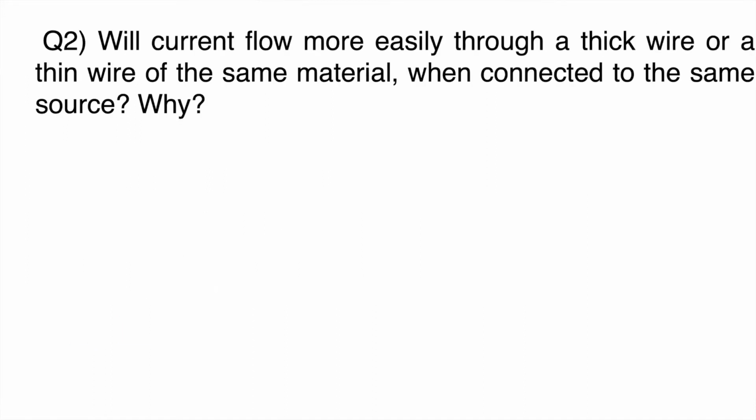Question number 2. Will current flow more easily through a thick wire or a thin wire of the same material when connected to the same source? Why? Okay. Here we are using the previous formula. R is equal to rho into L by A. Okay. And they gave like thick wire, thin wire. Okay. These are the options. Through which wire the current flow more easily. So thick wire means area it is more. Thin wire means area it is less. Okay, so resistance and area it is inversely proportional.